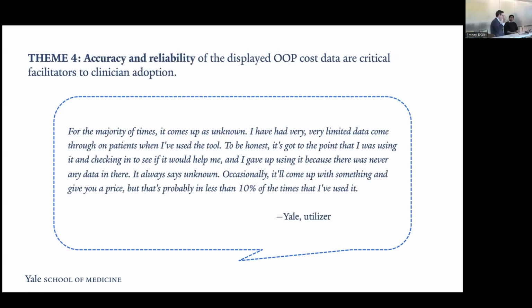And so for the final theme out of this project, the accuracy and reliability of the displayed out-of-pocket cost data are critical facilitators to adoption. This clinician said, for the majority of times, the tool comes up as unknown. It'll say unknown instead of a price. They said, I have had very limited data coming through on patients when I've used these tools. And to be honest, it got to the point that I was using it and checking in to see if it would help me, and I gave up using it because there was never any data. It always says unknown. Occasionally it'll come up with something and give you a price, but that's a small percentage of the time.